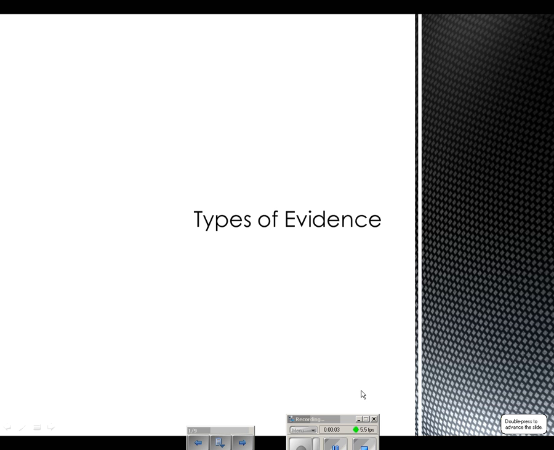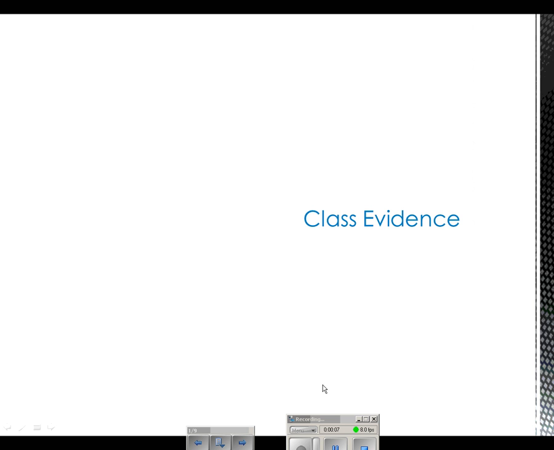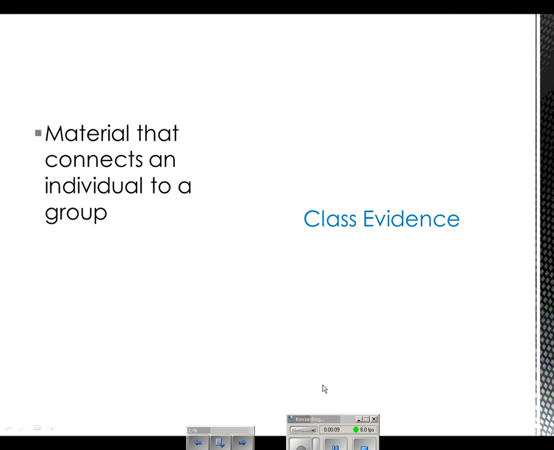There's many different types of evidence, and how we categorize them determines how useful they're going to be in court. Let's look at class evidence first. It's any material that connects an individual to a group. So it's used to corroborate evidence at a crime scene. It places somebody at a crime scene.